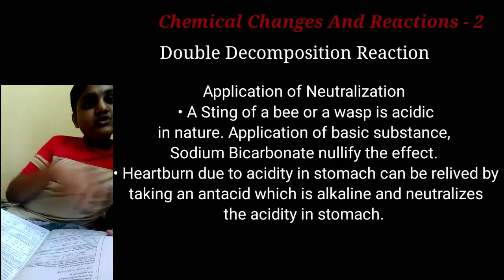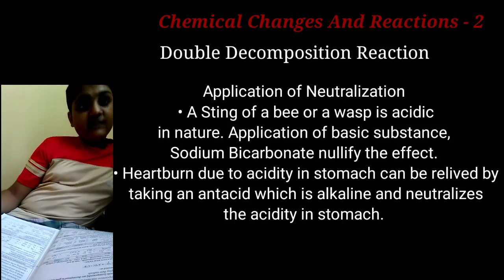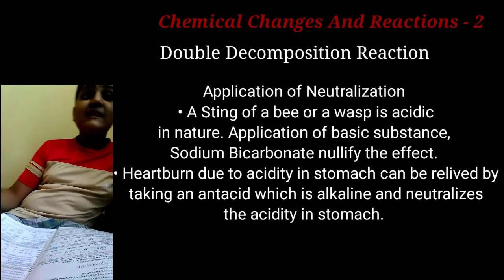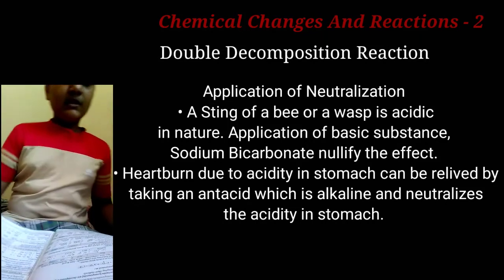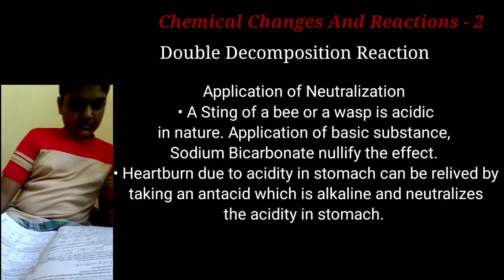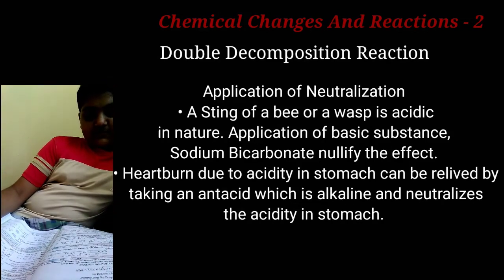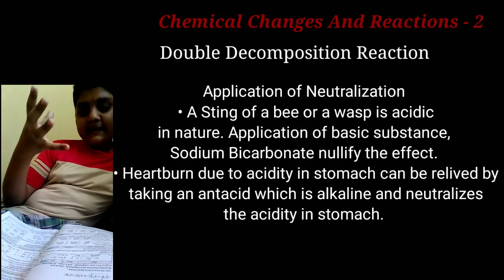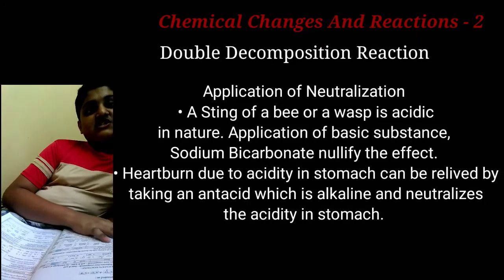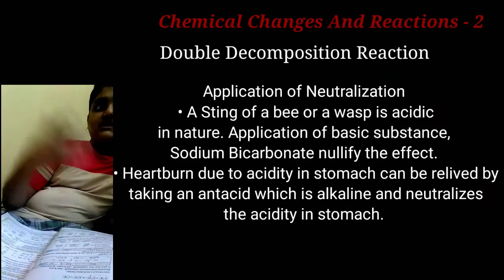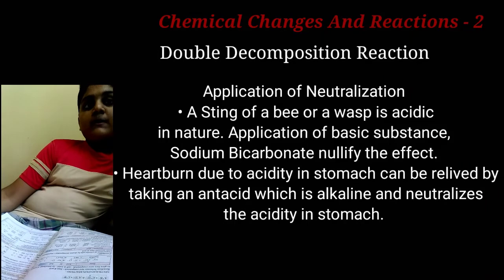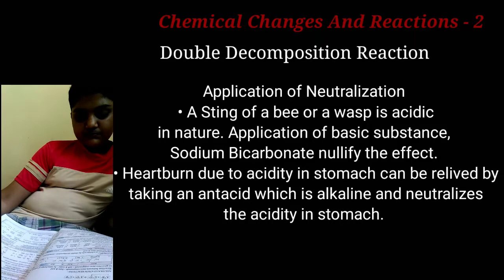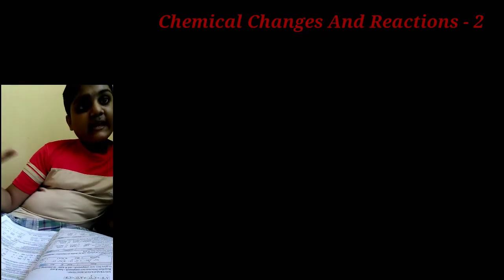Next, heartburn due to acidity in the stomach can be relieved by taking an antacid. There are many advertisements for it. That antacid is alkaline and neutralizes the acidity in the stomach. So two applications: the sting of a bee or wasp is acidic, so we use sodium bicarbonate; and heartburn due to acidity in the stomach is relieved by an antacid, which is alkaline.